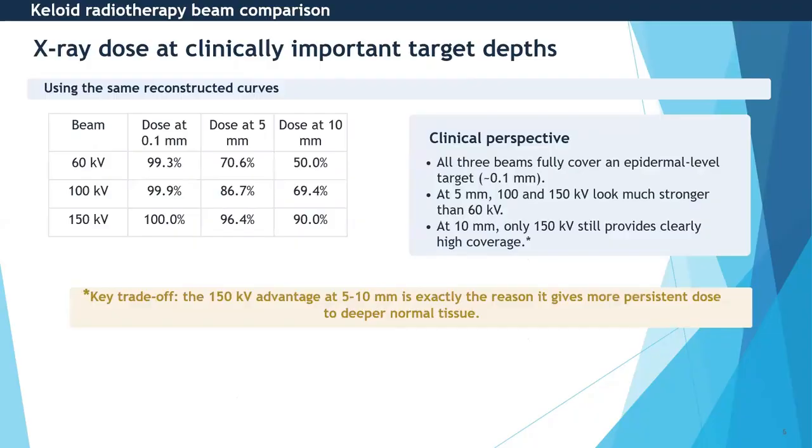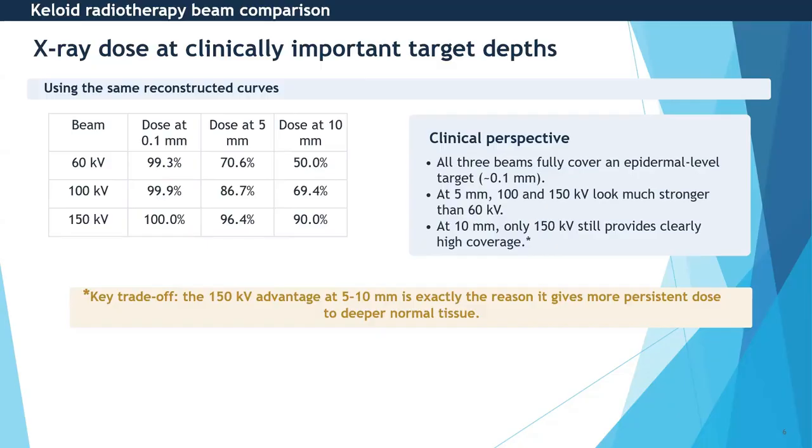And this is using the same reconstructed data, but tabulating it differently, because what we're really interested in is the dose at the different depths, 0.1 millimeter, 5 millimeter, and 10 millimeter depth. And you can see all of them are approaching 100% at the surface, but at 5 millimeter depth, the 60 kV has fallen already to 70.6%. So unless something very superficial is being treated, it's fallen off greatly.